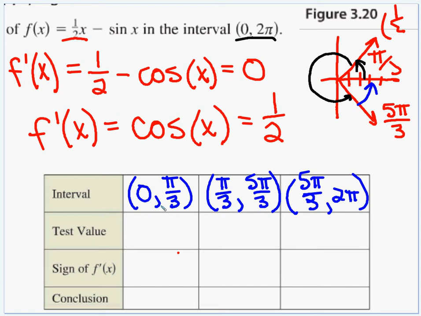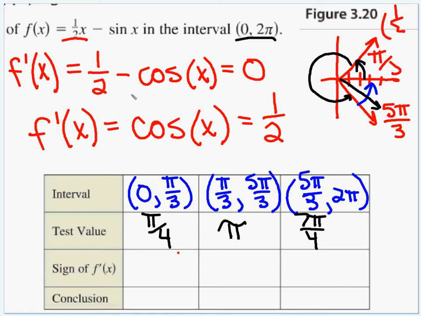All right, we are going to need a test value from each of these. Now the first one, a real nice one in there would be pi over 4, right in the middle of that quadrant. I do like to stick to the coordinate axes if I can, and a good one from 1/3 pi to 5/3 pi. We could do 1/2 pi, but I also like pi. Pi is a good one right in there. And then for the last one, 5/3 pi to 2 pi, that's this little piece here. The only good one I think in there would be that 7/4 pi.